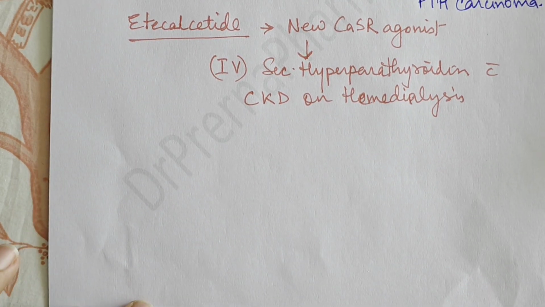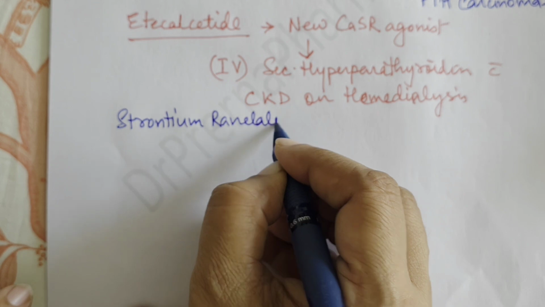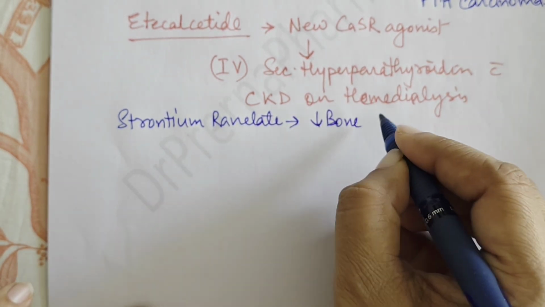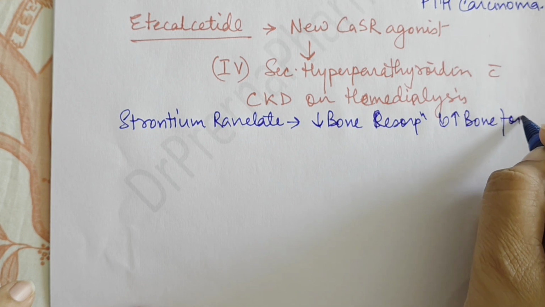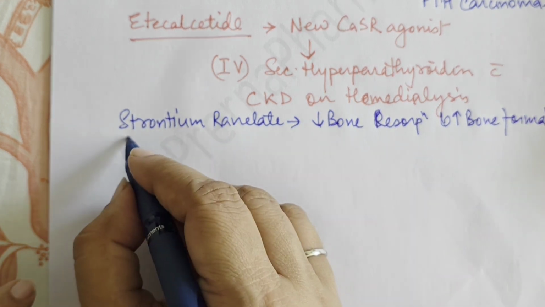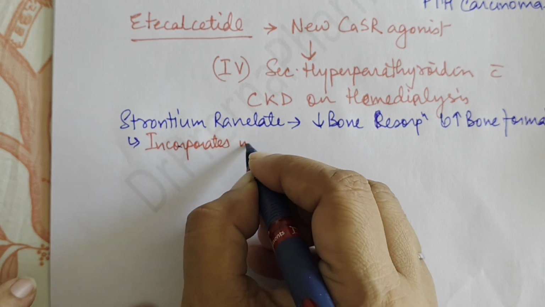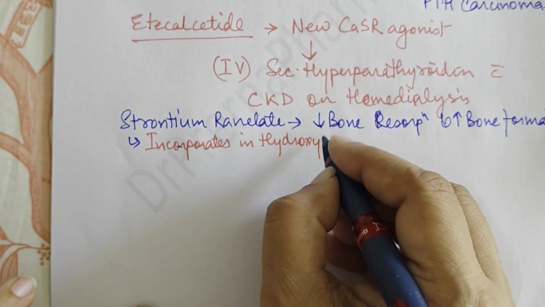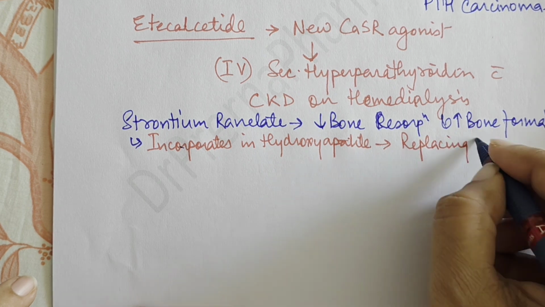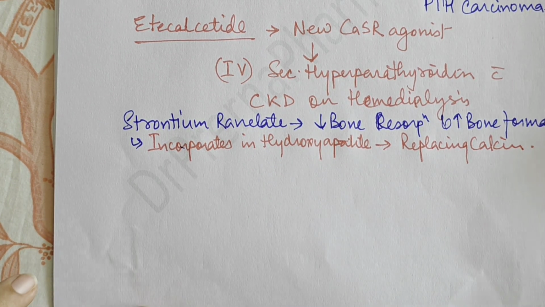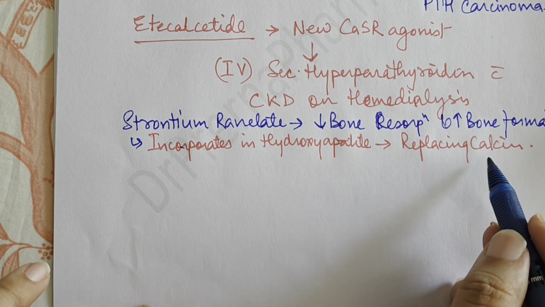Then there is a new substance, strontium ranelate. Now strontium ranelate decreases the bone resorption and increases the bone formation. Okay, what it does is it basically incorporates into hydroxyapatite crystals, replacing the calcium, right? So this drug basically can be used in osteoporosis.